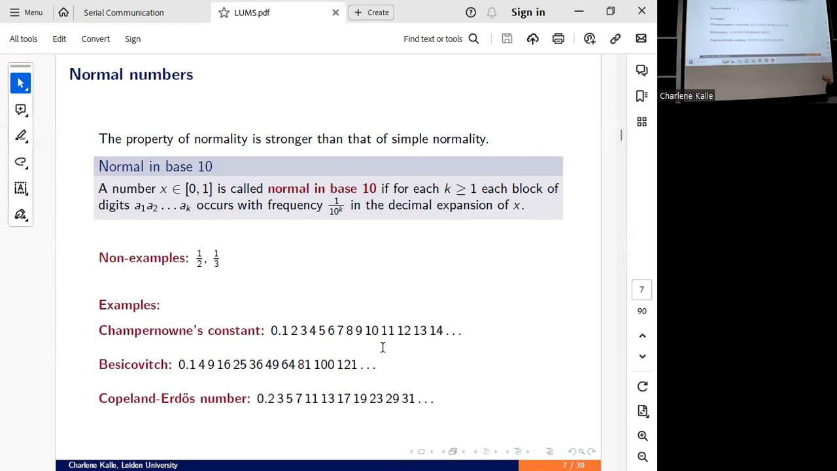Exactly. It's the square of all the integers. So if you put them in a row as all the digits, you also get a normal number. The Copeland-Erdős number. So do you see what's happening here?